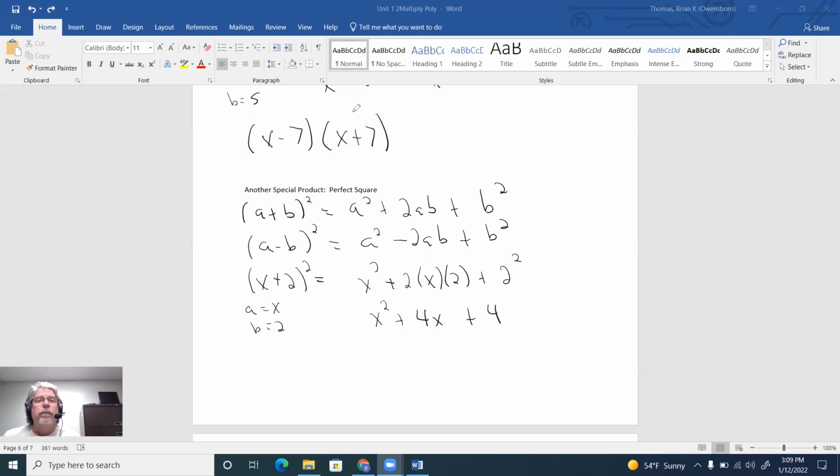Let's look at this x plus 2 squared. That fits this formula here. So notice how this x is where the a is, and instead of a b, we have a 2. So what this is saying is you square the x, there's x squared. Then you multiply the 2 times the x together, and then you multiply by 2. So that's going to give me this 4x. And then you square the 2, and that's going to give me a 4.